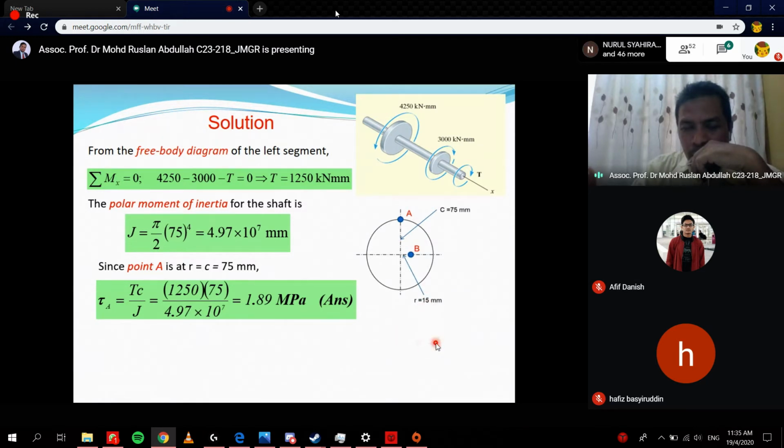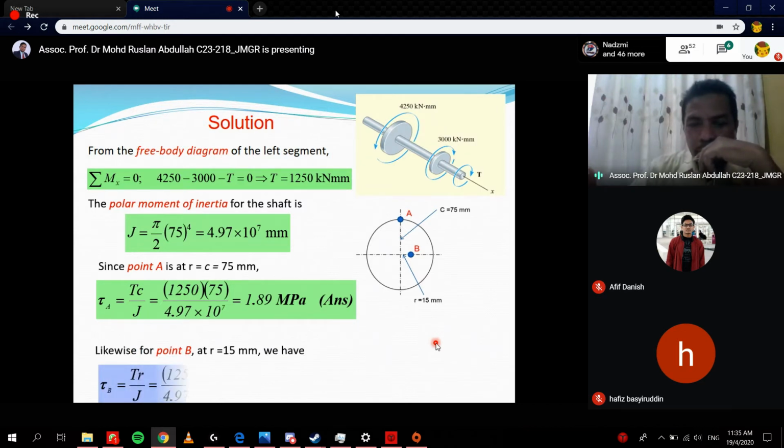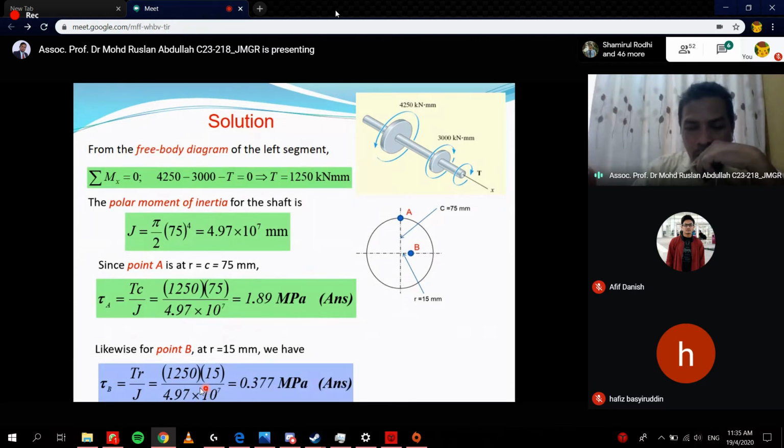So the same thing. We can determine the shear stress at point B, equal to T, the net torque at the section, 1250, and the distance here equal to 15, divided by J. I just want to know whether you understand why we use the same J here. Why?